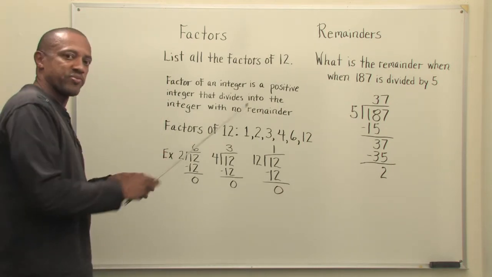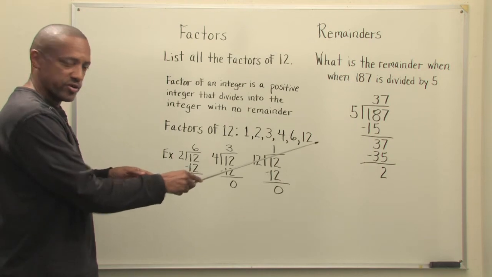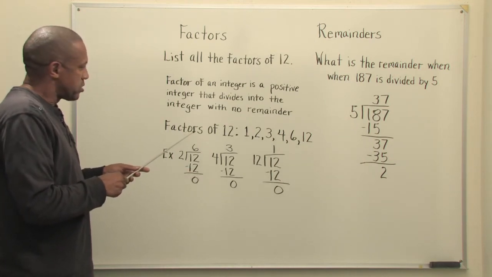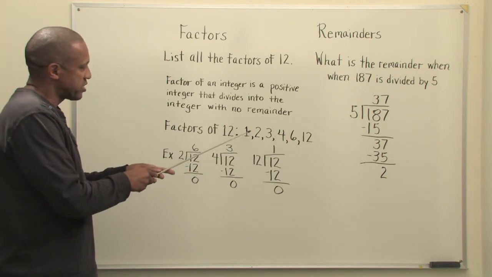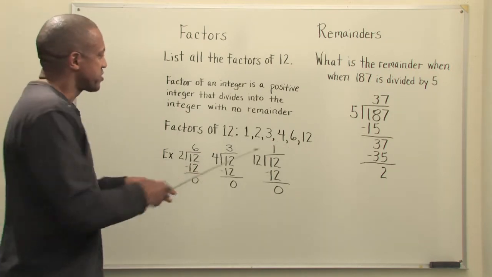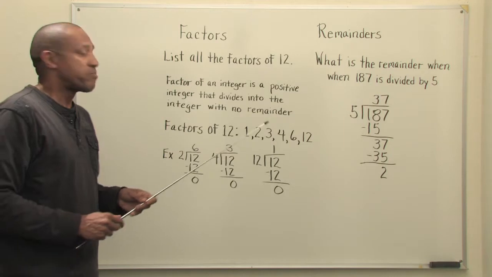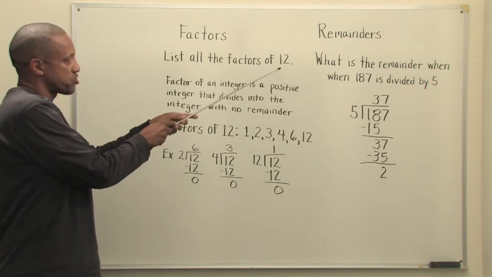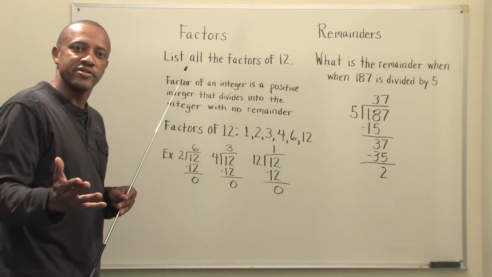Don't worry about this too much. Just take a look at what we're doing here. The factors of 12 are 1, 2, 3, 4, 6, and 12. That's because each and every one of these numbers goes into 12 without a remainder. The remainder is 0.